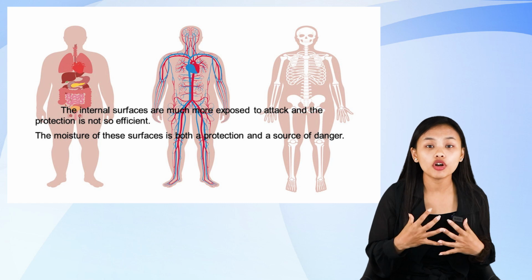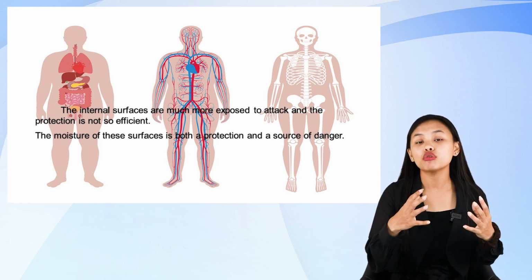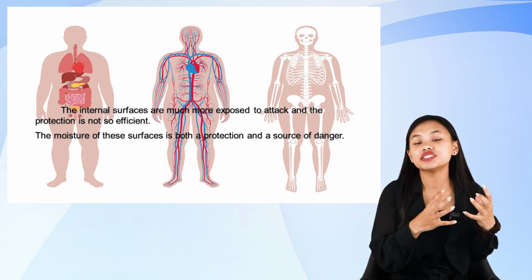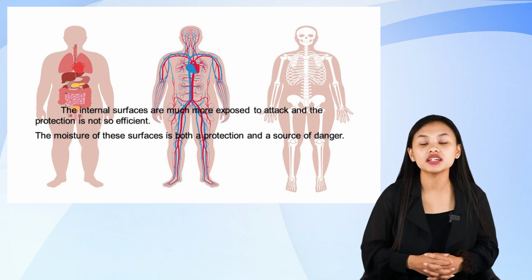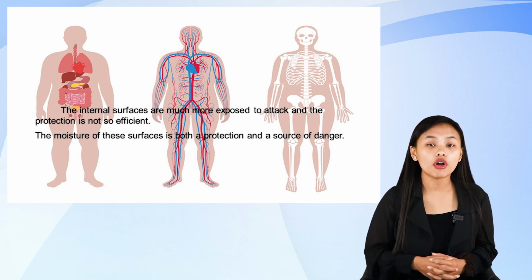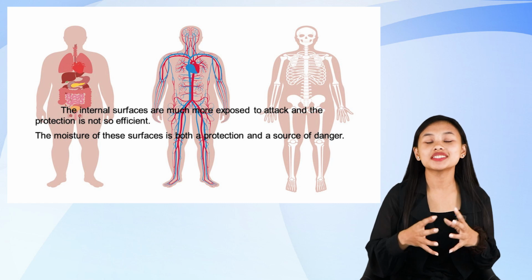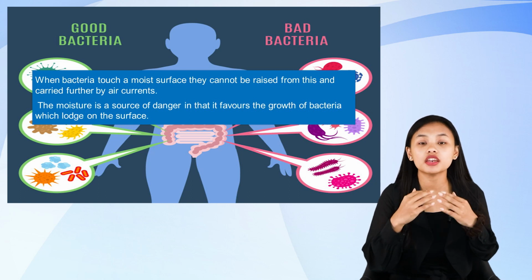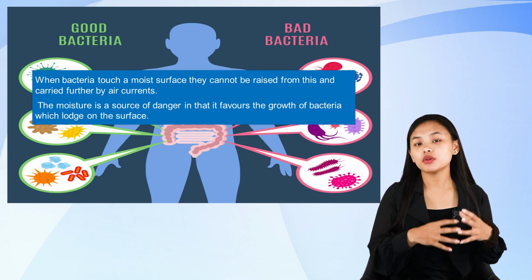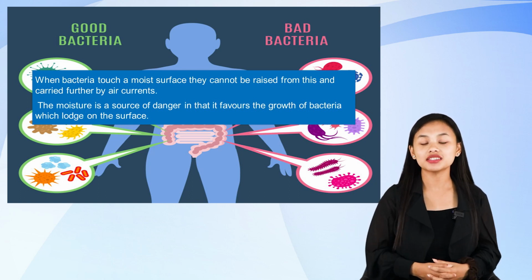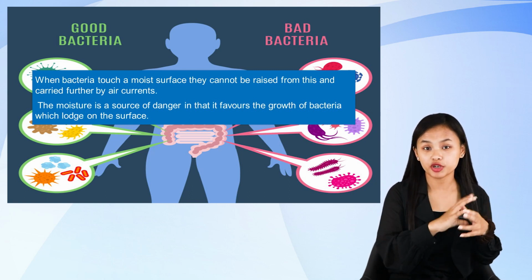Now let's move to the internal surfaces. These internal surfaces of the body are much more exposed to attack, and the protection here is not very efficient. The moisture present on these surfaces is both a protection and a source of danger. Why? Because it protects by favoring the lodgement near the orifice of organisms present in the inspired air. When bacteria touch this moist surface, they cannot be raised from it, and so they will not be carried further by the air currents. That is why this moisture can act as a source of protection.